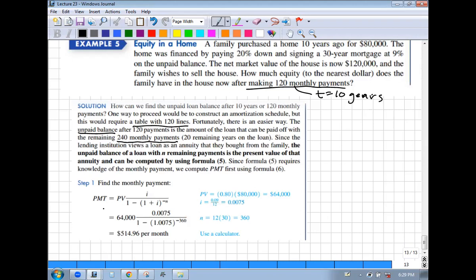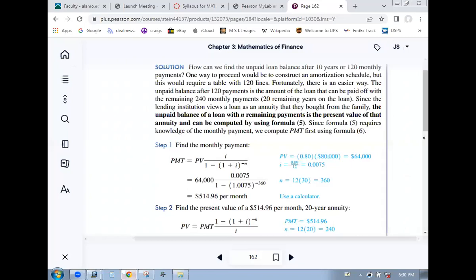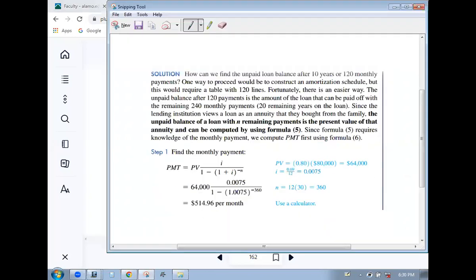We have to figure out our payments. And that's what we did in the quiz, right? We found out what our payments were. So we've done the first step. So this is how much we pay per month over the whole 30 years to pay it off. So we did that in our quiz. So let's see what our step 2 is.